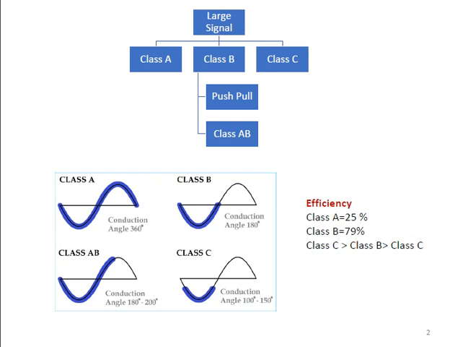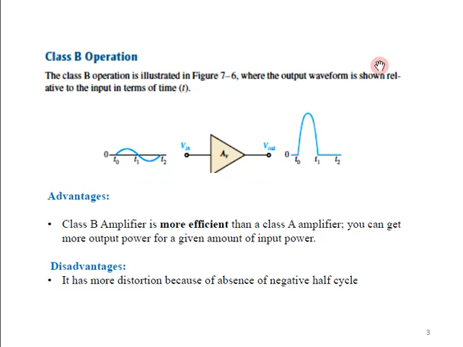Okay, so we are done with this classification. Now over here we discuss this slide about the class B amplifier. It says that the class B operation is illustrated in figure 7.6. This is the 7.6 figure taken from Floyd's book, where the output waveform is shown relative to the input in terms of time t.